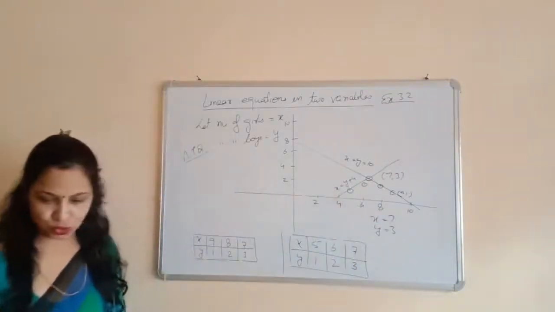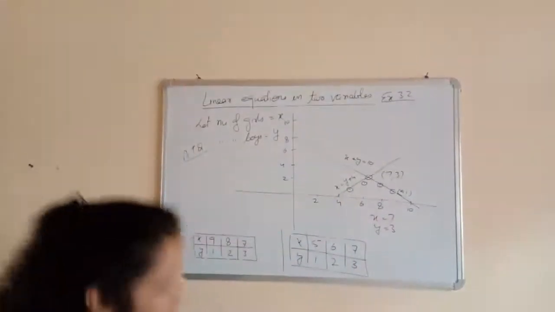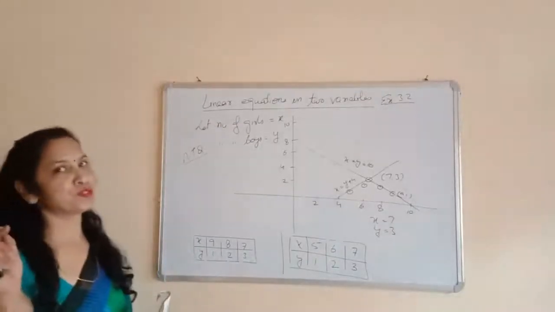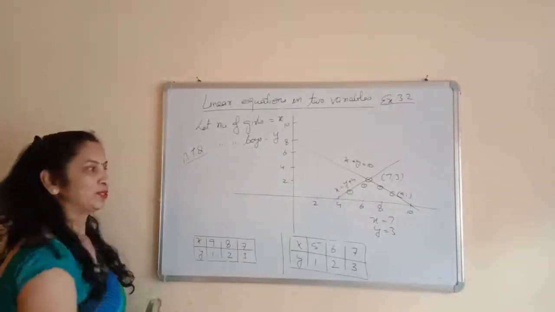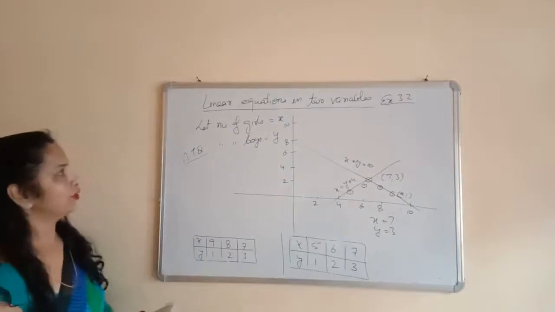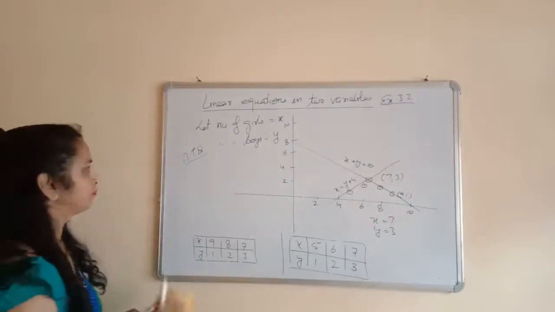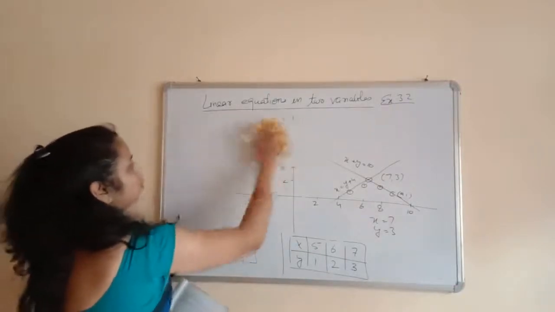So the value of x is 7 and the value of y is 3. So this is the first question of your NCERT book, exercise 3.2, and again you can pause the video and write all the things which are there on the board. So I'm going to rub the board now for another question.